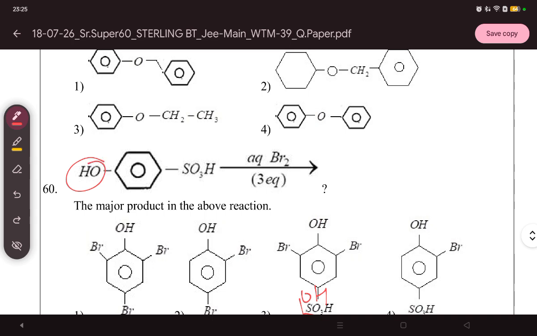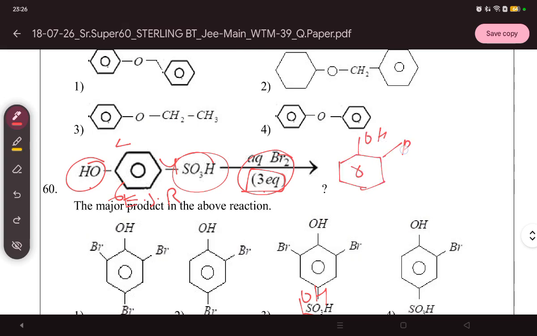Phenol is a strong ring activating group, readily participating in electrophilic substitution reactions. And here bromine is also a high concentration electrophile in aqueous conditions, and it is already mentioned as 3 equivalents. 3 equivalents means 3 moles of Br2 are substituted, giving substitution at 2, 4, 6, and the product is 2,4,6-tribromophenol. 2,4,6-tribromophenol is the correct one.